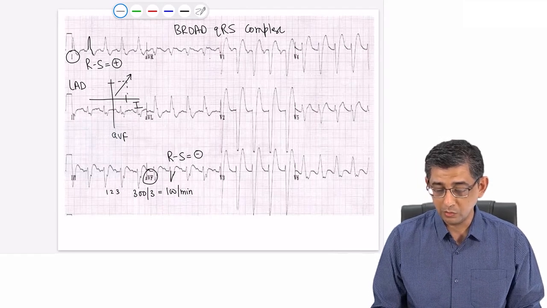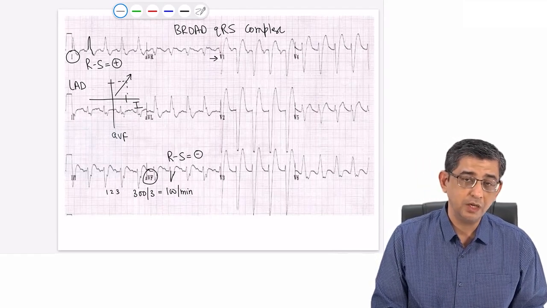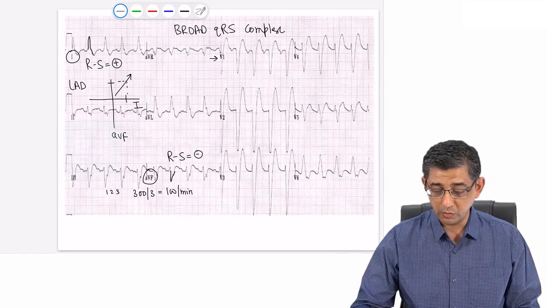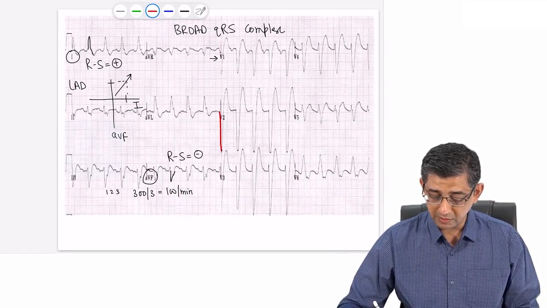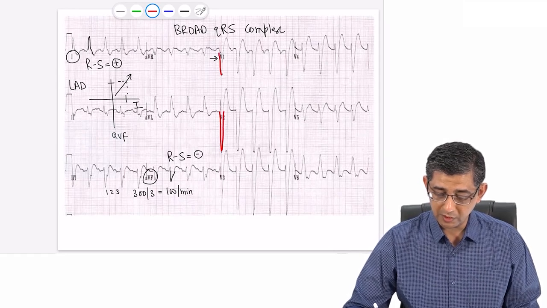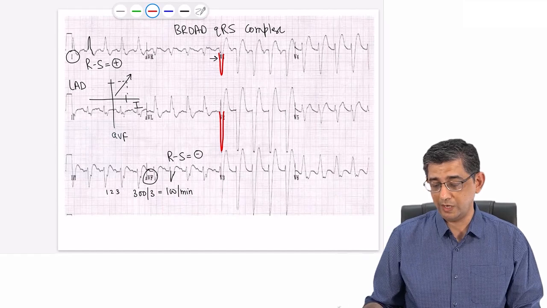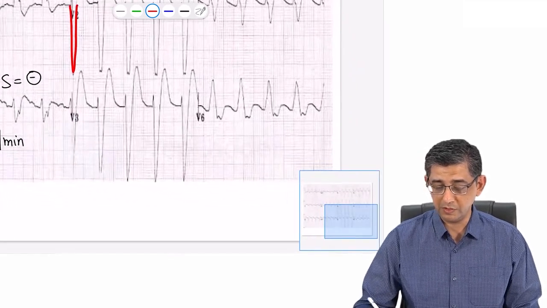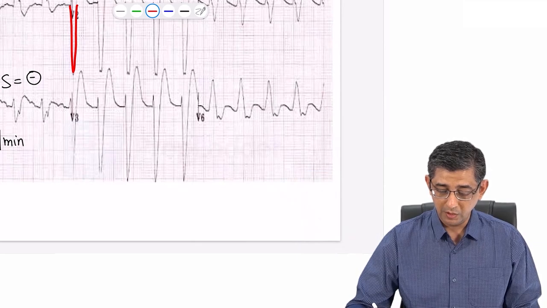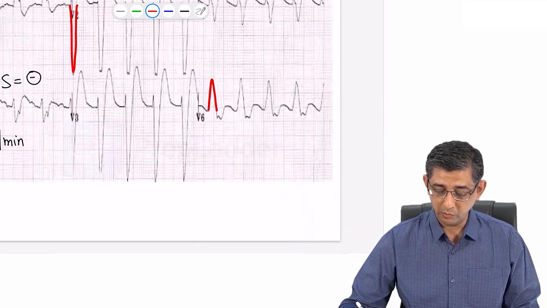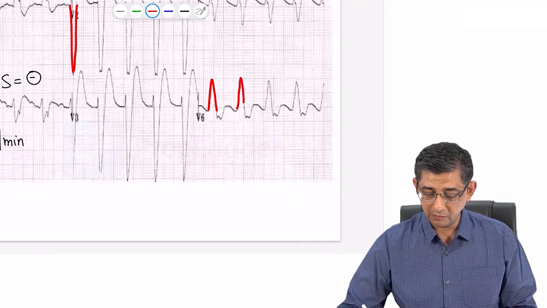And now when you scan through the chest leads, you will definitely notice a dominant S wave present in this patient. This is the dominant S wave. And as you move laterally towards V5, V6, especially V6, you will notice a dominant broad R wave. You can see how broad and dominant the R wave is.